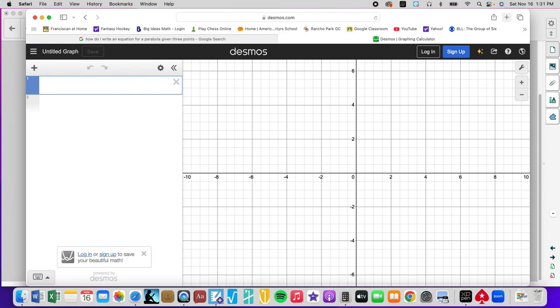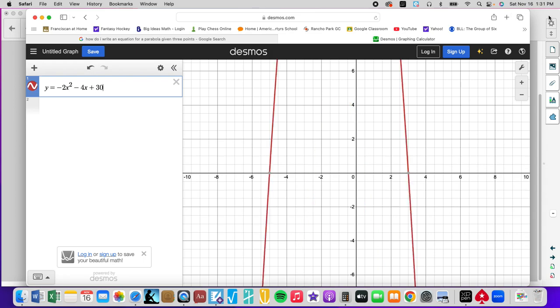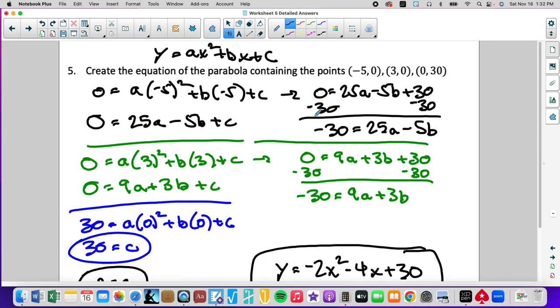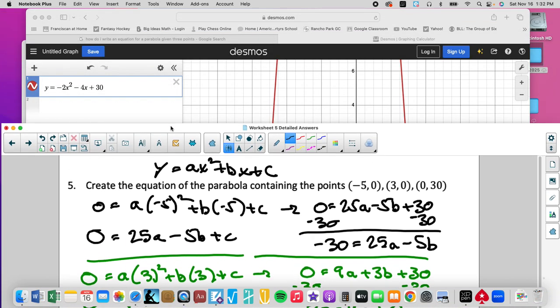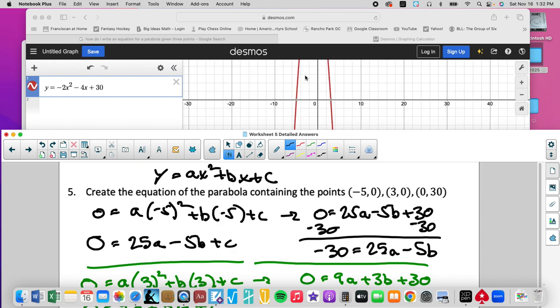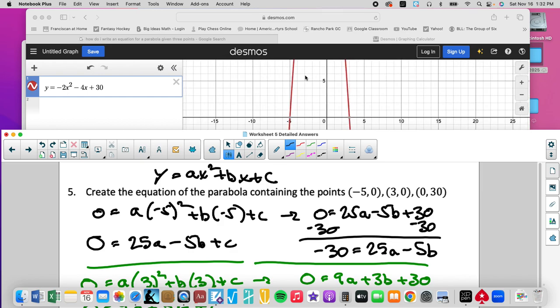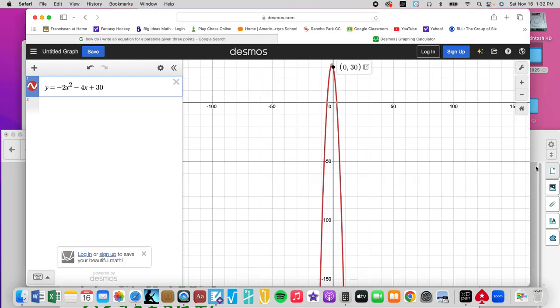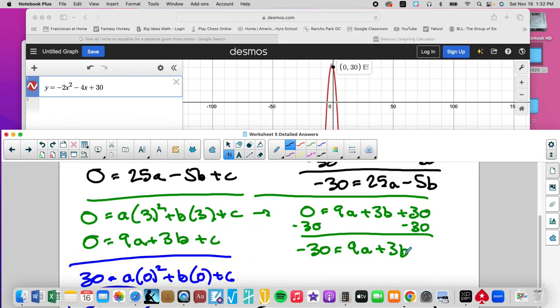In Desmos, let's write y equals negative 2x squared minus 4x plus 30. I think that's what it was. Minus 4x, yep. And now let's see if those points are on there. Negative 5, 0, 3, 0, and we had 0, 30. Yep, so that worked. That equation actually represented it.